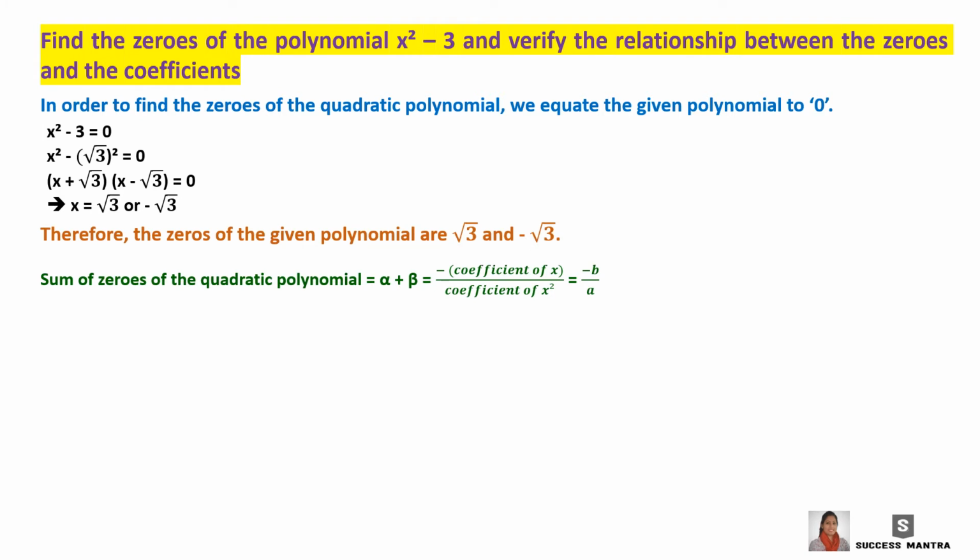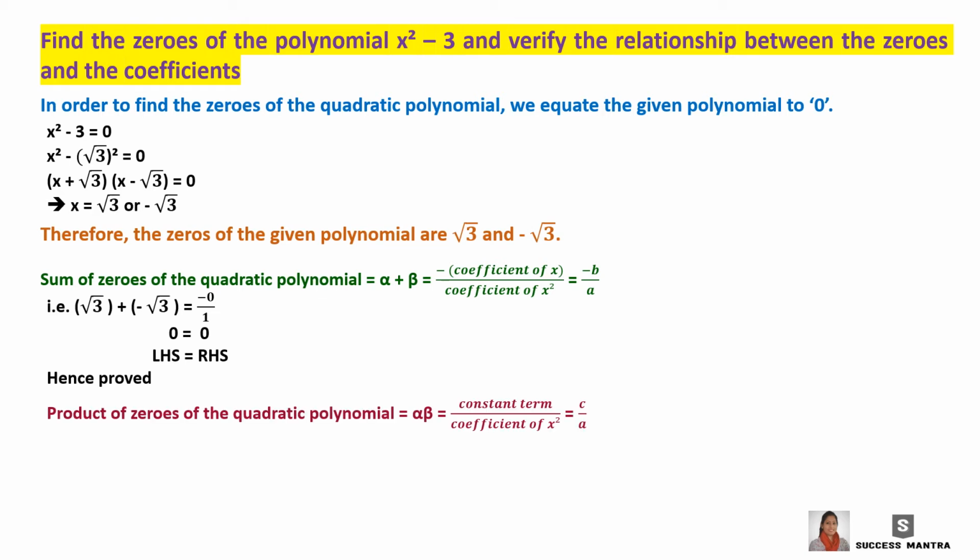Now we need to prove the sum of zeros of the quadratic polynomial alpha plus beta is equal to minus of coefficient of x divided by coefficient of x square. So we will write root 3 plus minus root 3 is equal to, here coefficient of x is 0. So we can write minus of 0 divided by coefficient of x square, that is 1. That is root 3 minus root 3 is 0, and minus 0 by 1 is 0. Zero divided by any number will be 0 only. So right hand side is equal to left hand side. So we have proved the sum of zeros of the quadratic polynomial.